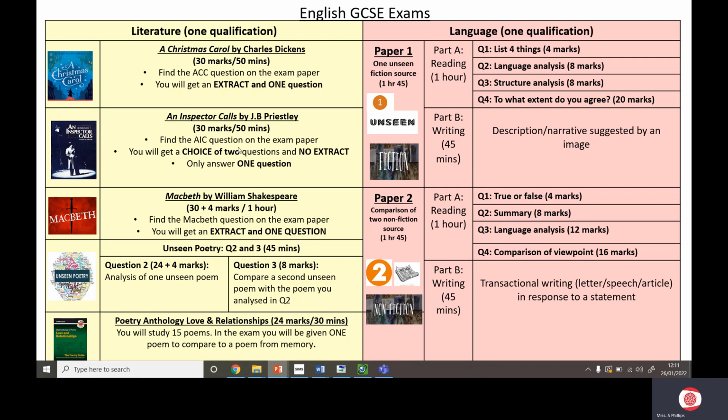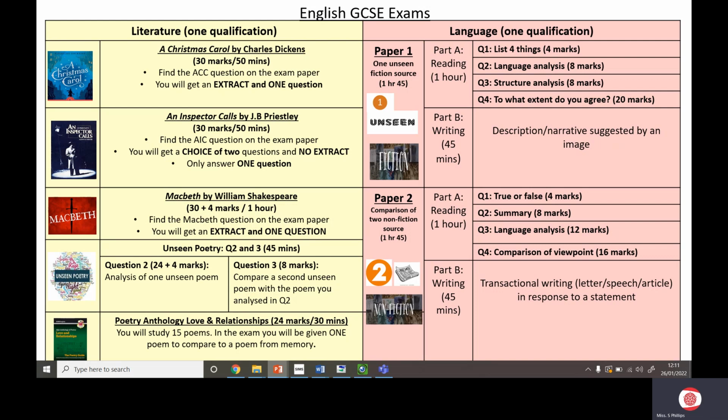So as you can see, there is quite a lot of content for English literature, and I think sometimes students find that a little bit overwhelming. Now, in terms of how we teach this, please don't worry, because in year 10, you will study the majority of these texts here. So you will be familiar with the content, the themes, the plot, and the characters, and then you will have that basic understanding.